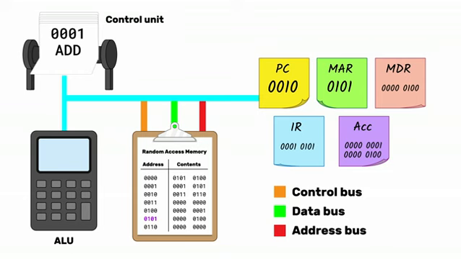To finish off this stage, the 2 values in the accumulator are passed into the ALU, where they can be added together as was instructed by the opcode. The result is then placed back into the accumulator. So that's a second cycle complete.